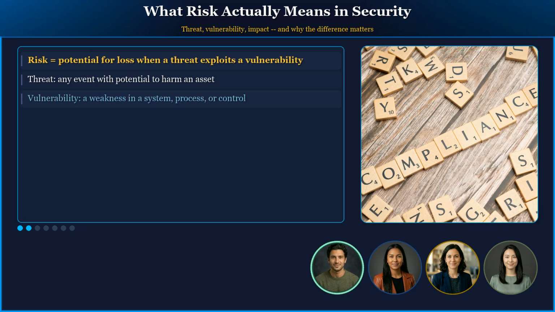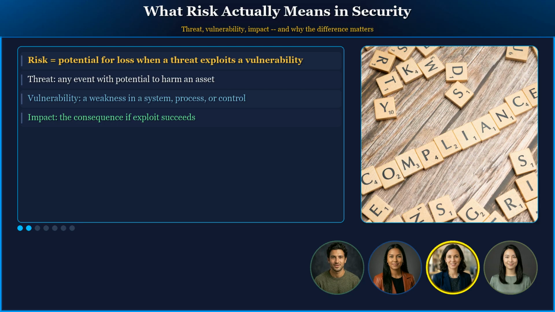A vulnerability is the weakness the threat can exploit. An unpatched server is a vulnerability. Weak password policies are a vulnerability. Inadequate physical access controls are a vulnerability. No vulnerability means no successful exploit, which is exactly why patching matters so much. The threat always needs an opening. Close the opening and the threat has nowhere to go.